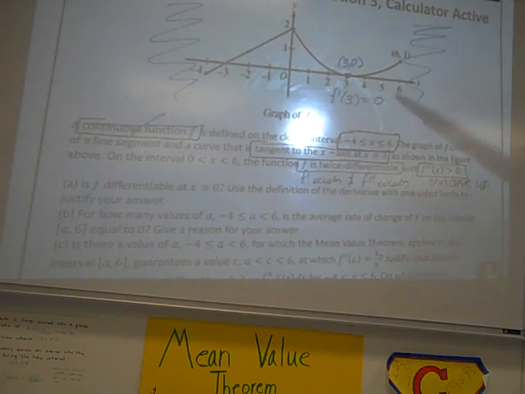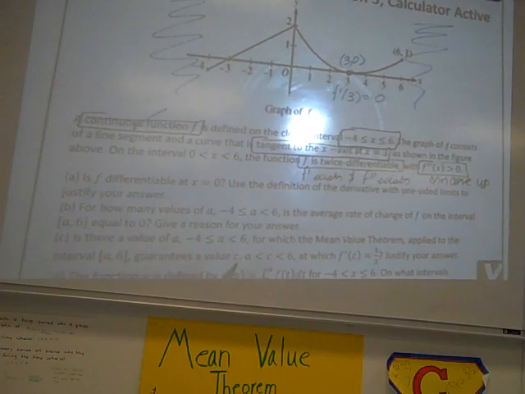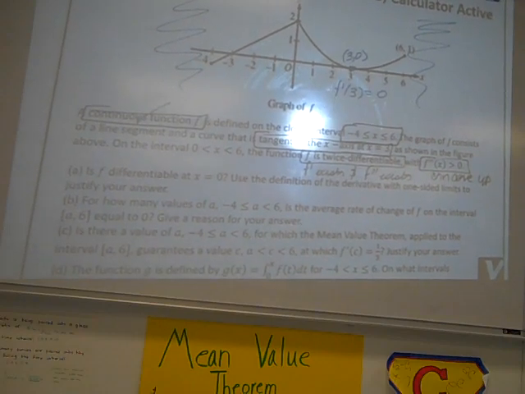And on the interval 0 to 6, f prime exists and f double prime exists and the function is concave up. Okay, that was a packed question. Now we need to, oh, that wasn't even a question. That was a packed introduction to the problem. Part A, is f differentiable at x equals 0? Use the definition with one-sided limits to justify your answer.